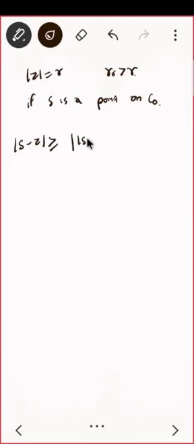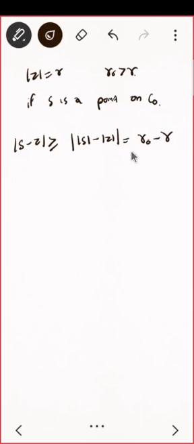So if s is a point on C naught, then can I write mod of s minus z? I already told you, whenever it is a negation part, which one to use: that will be greater than mod s minus mod z, if you remember, correct? And what is that? That will be r naught minus r. Here r naught is the bigger one and r is the smaller one.